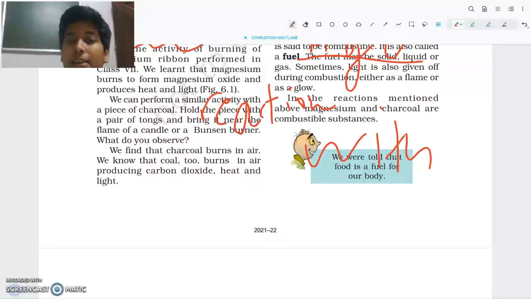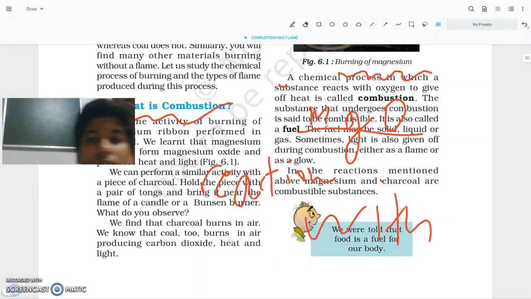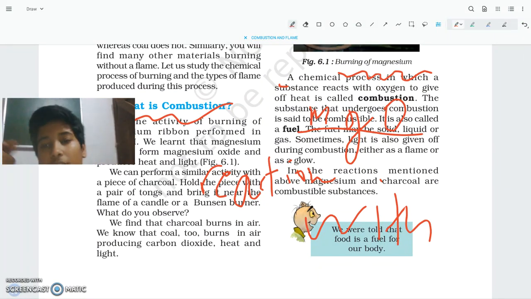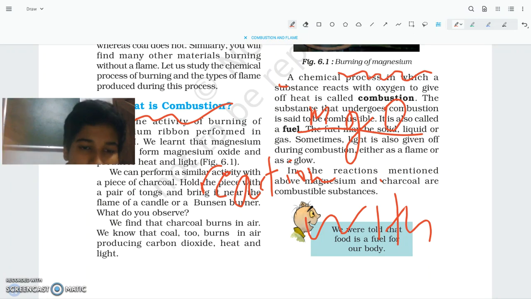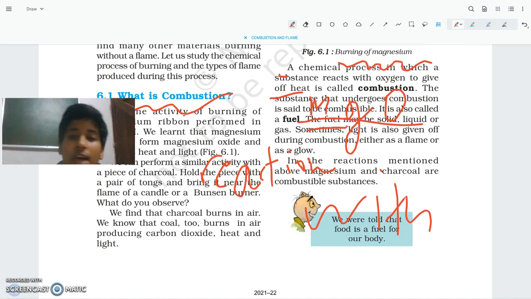Now we should make the definition here. Combustion is a chemical process in which a substance reacts with oxygen, for example magnesium reacts with oxygen, to give off heat. Here it is the heat that is produced, and it is called combustion. That is a simple definition of combustion. Now we should move further.